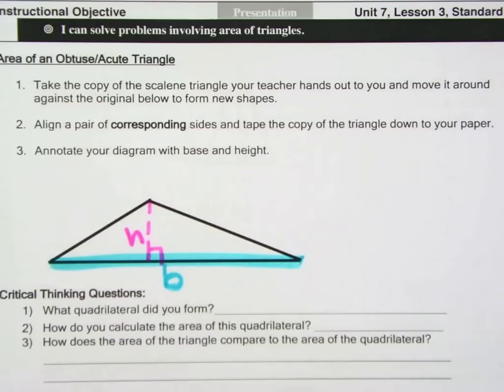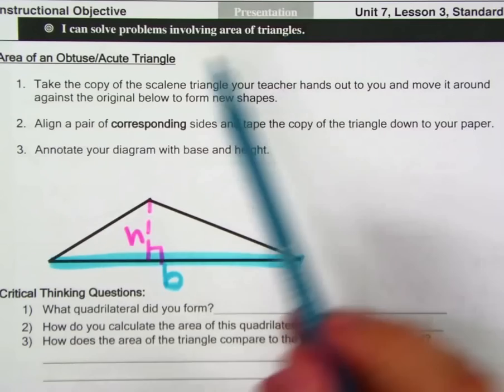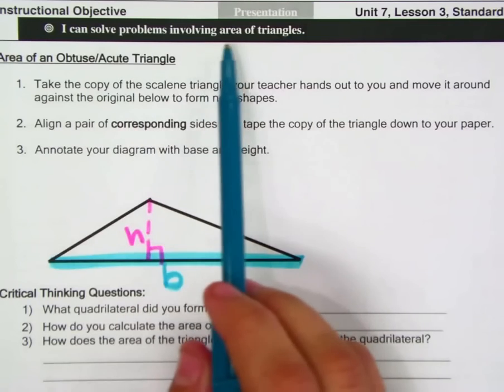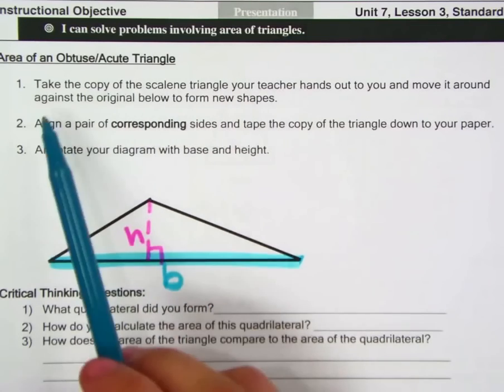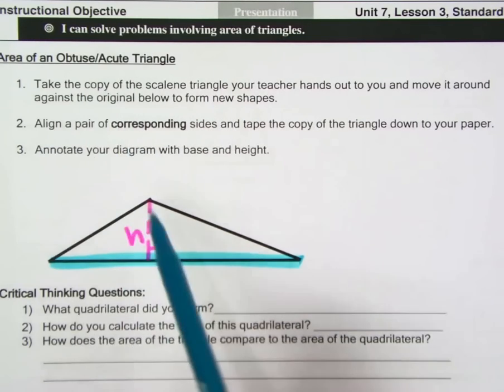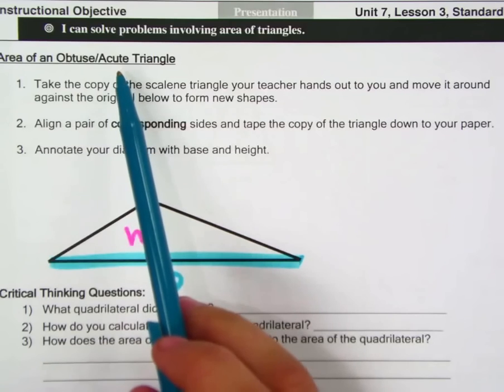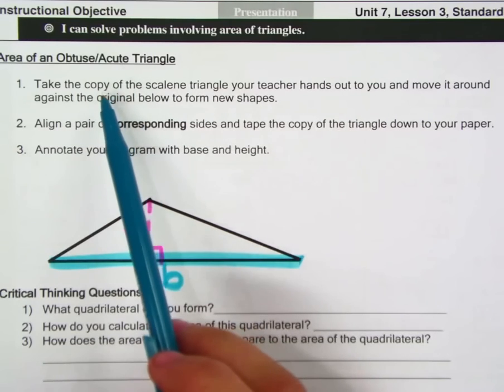Alright, so this is lesson 7.3, which is solving problems involving area of triangles. So we want to find the area of an acute or an obtuse triangle. In other words, not just a right triangle.